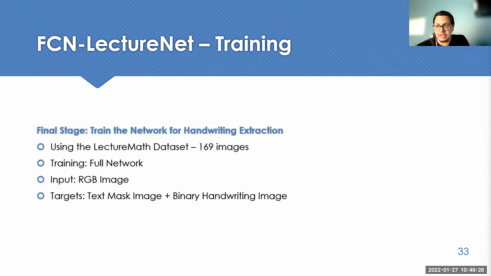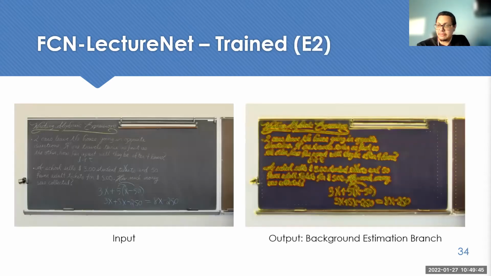We don't train the background estimator branch at this point. We let it learn whatever it thinks is useful. And we found that this works better than trying to force it to keep predicting the background, the original medium filter image. So after retraining, the background estimation branch produces something that actually looks like this. It's not what we originally thought or expected, but because of the way the architecture works, it tries to maximize the contrast between the handwritten thing and the background.